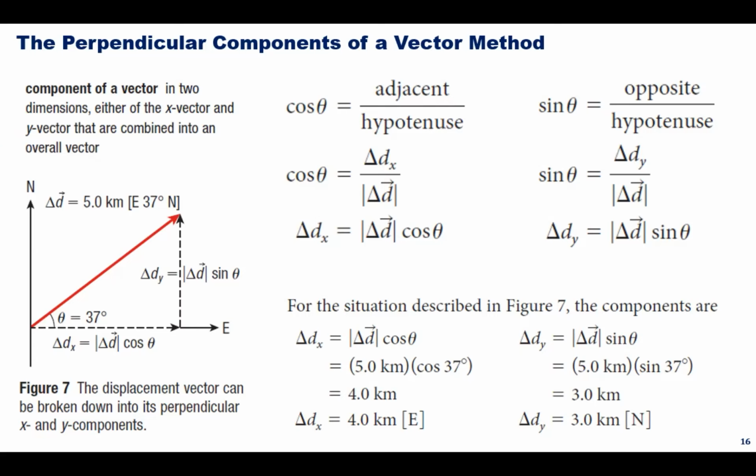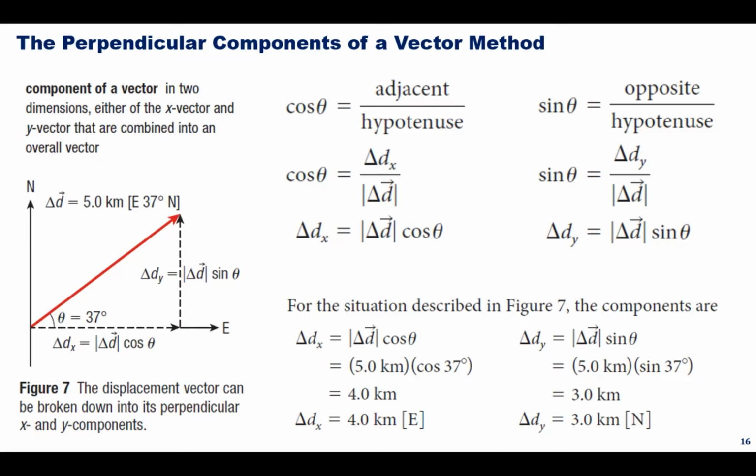Then the components of this vector can be determined using the sine and cosine trigonometric ratios. So note that cosine theta is adjacent over hypotenuse, right? And sine theta is opposite over hypotenuse. So in this example, we have cosine theta equals delta dx over the magnitude of delta d. Sine theta is delta dy over the magnitude of delta d, which means you can solve: delta dx is 4 kilometers, direction is east, and delta dy is 3 kilometers, and direction is north. So note that when drawing these displacement components, be sure to place the tail of the vertical displacement delta dy at the tip of the horizontal component delta dx.